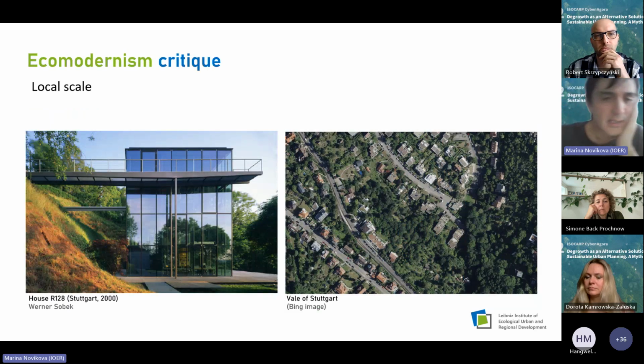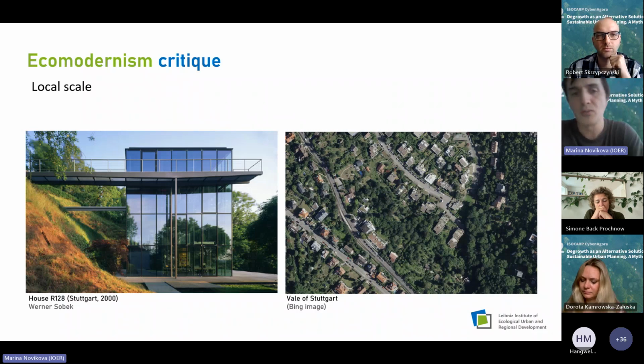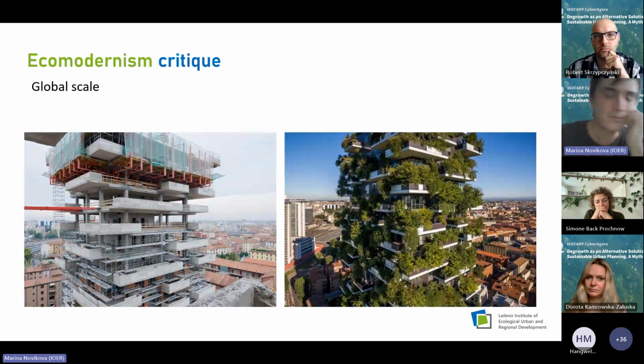Now, the problem with that narrative is that it looks at sustainability as an aggregate of characteristics of an object. If we look at Werner Sobek's famous house R128, we can see that it's a wonderful house. It's extremely efficient, but if we look at the urban fabric it is set in, it is an urban fabric that is suburban and requires a high amount of infrastructure to service very few people.